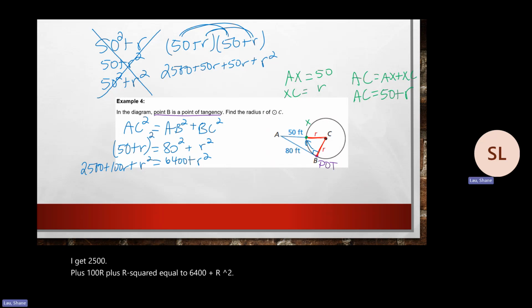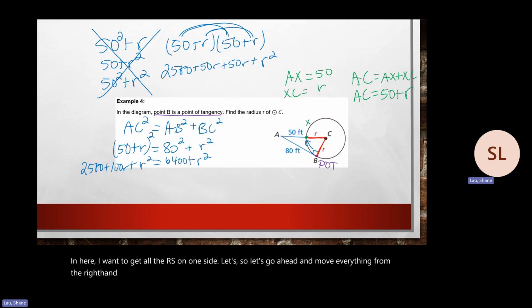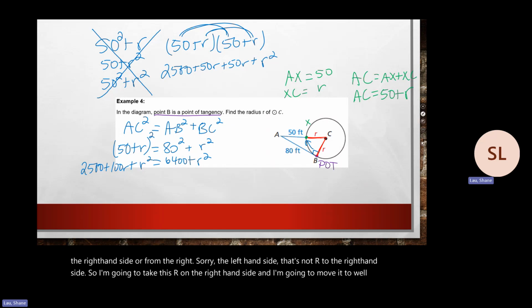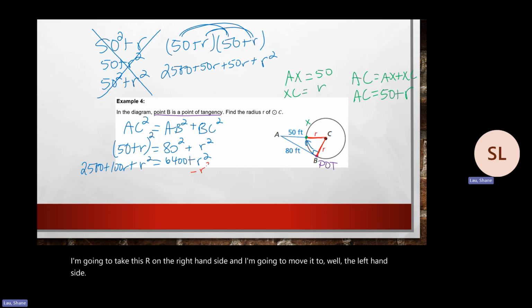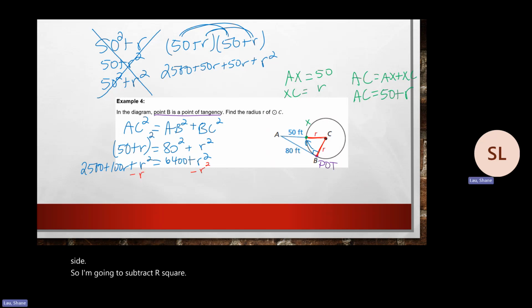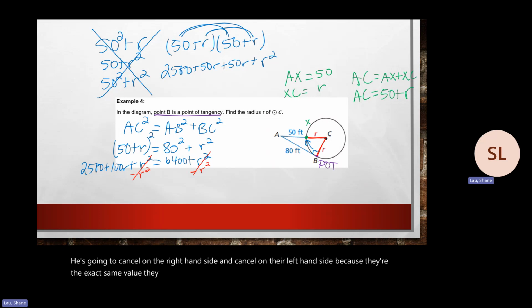And here, well, I want to get all the r's on one side. Let's go ahead and move everything from the left-hand side that's not r to the right-hand side. So I'm going to take this r squared on the right-hand side and move it to the left-hand side. So I'm going to subtract r squared. And would you look at that? It's going to cancel on the right-hand side and cancel on the left-hand side because they're the exact same value. They both equal 0. So r squared doesn't exist here.